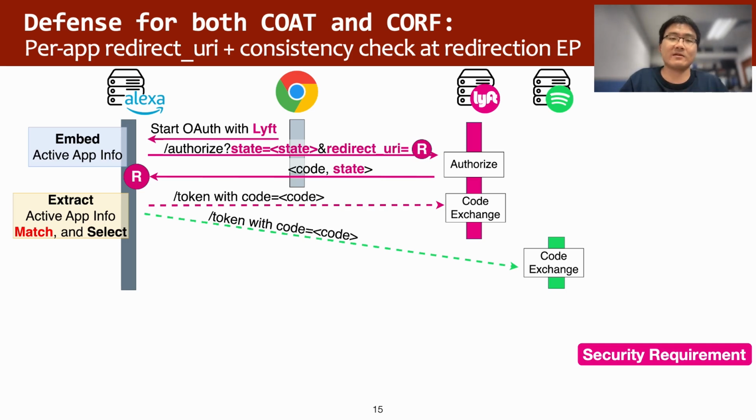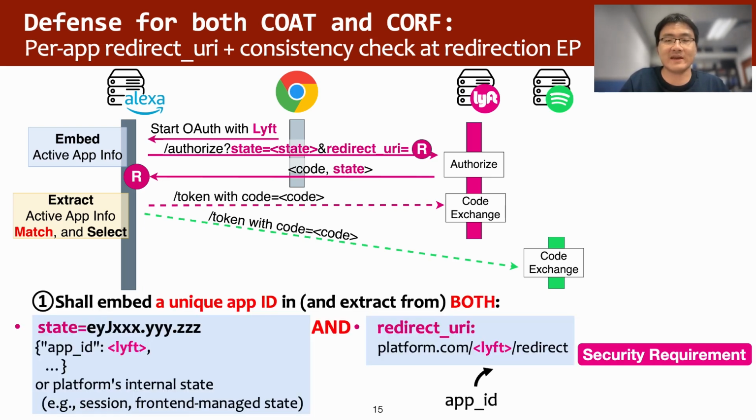So let's step back a little bit. The root cause of both of the problems is that the platform solely relies on either state or the URI for active app tracking. So to defend against both code and core attacks, the solution would be for the platform to embed a unique app ID in both state and the URI, in both parameters, and then extract from both and ensure their consistency before doing further code exchange.